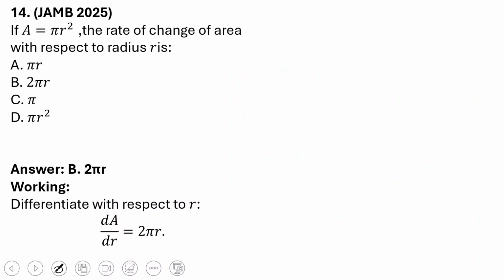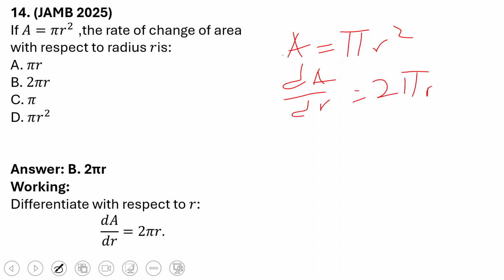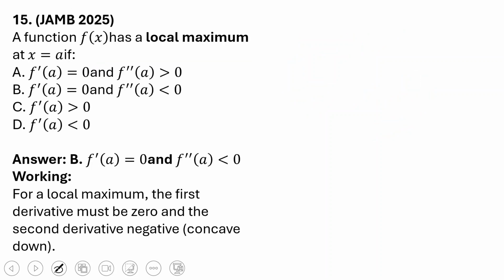Number 14. A equals pi r squared. The rate of change of area with respect to radius is, again, this question has been repeated before. So I differentiate A equals pi r squared. You know that this is the formula for area, right? I say dA/dr is 2 pi r. So dA/dr is the circumference, right? So the answer is B.